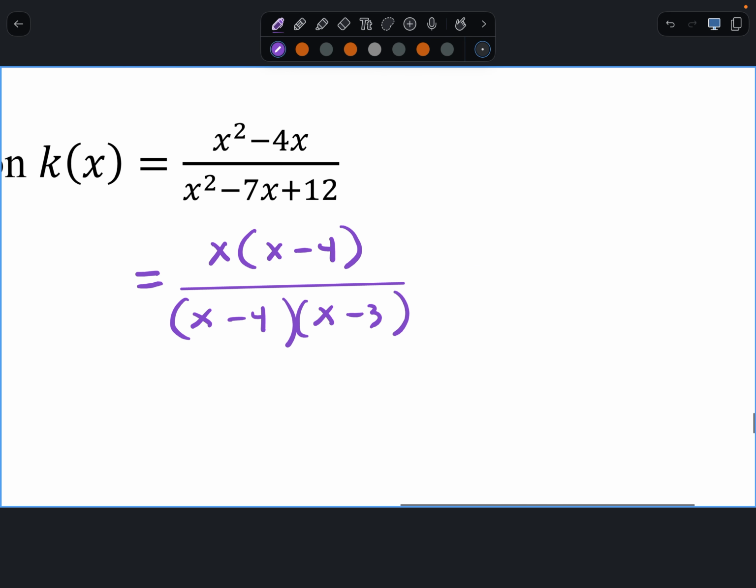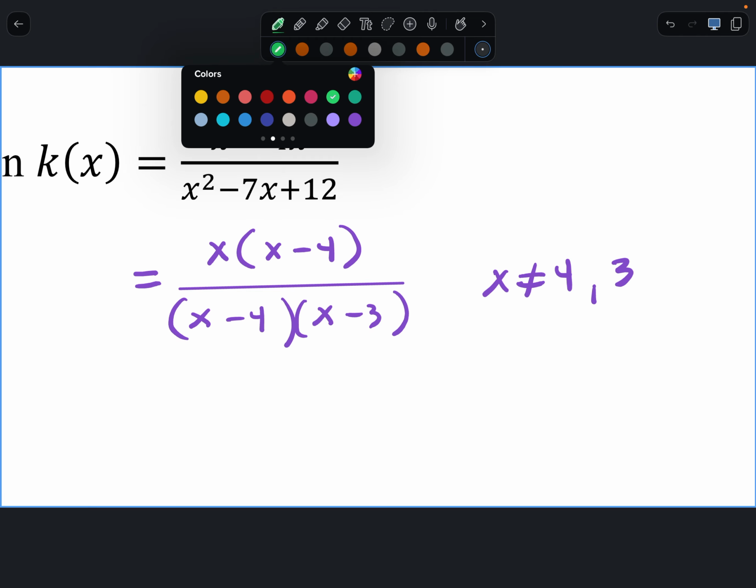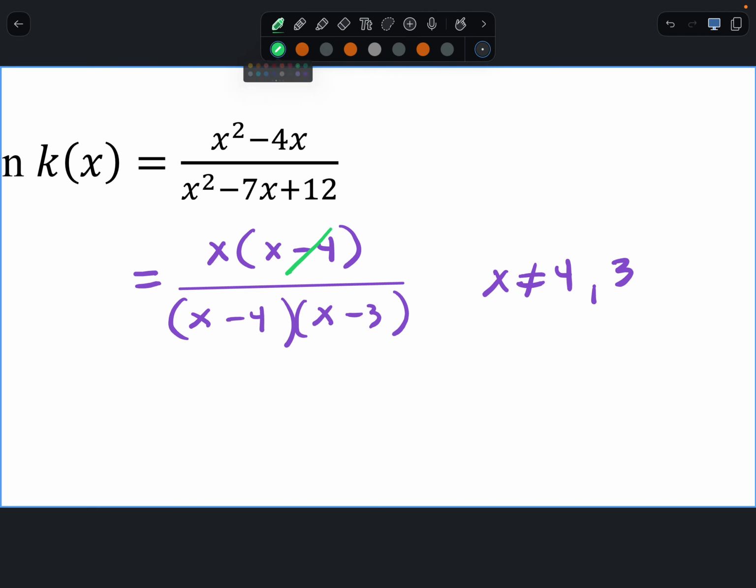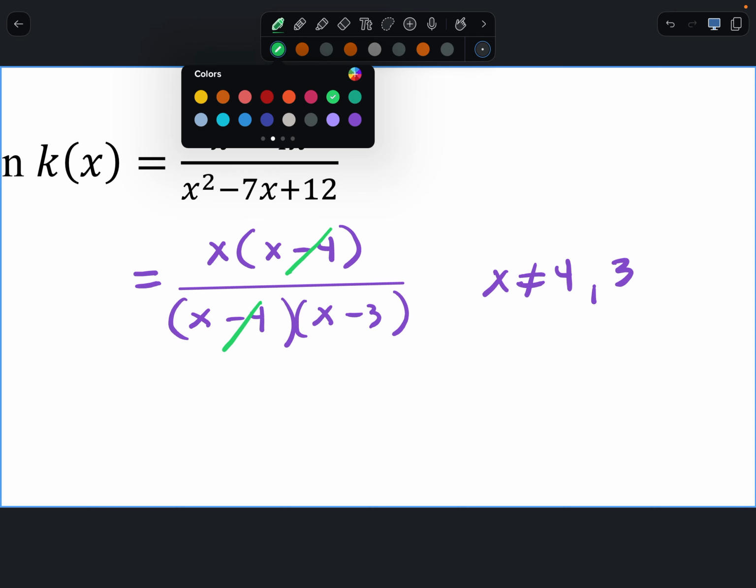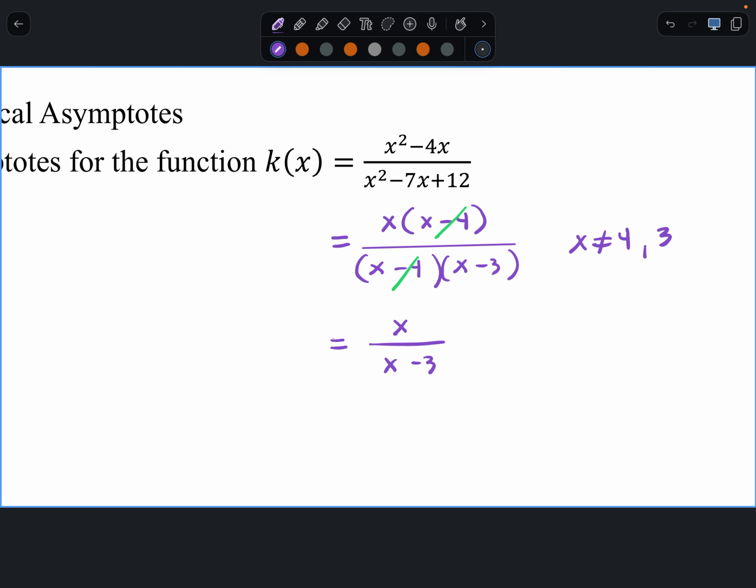So remember, you want to think about domain restrictions before you cancel anything, before you do a major simplification that removes a domain restriction. So x can't be equal to 4 or positive 3. But x minus 4 can actually cancel to help us with figuring out what's going on with the graph. So x over x minus 3 is the simplified version of k of x.